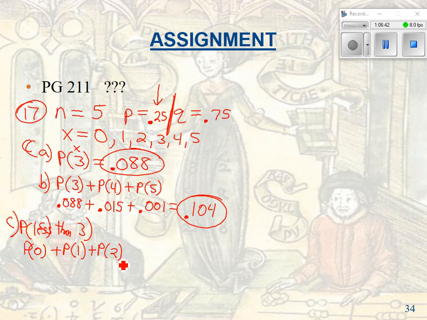Let's just do it. What was our answer for part B? 0.104. So for part C, we want the probability of everything else: 0, 1, 2. We did all the others, so all we have to do is take that answer from part B and subtract it from 1. What's that give you? 0.897.